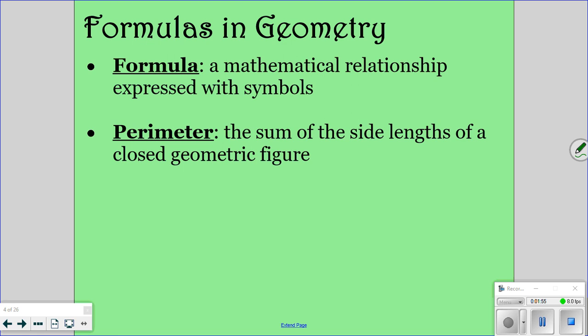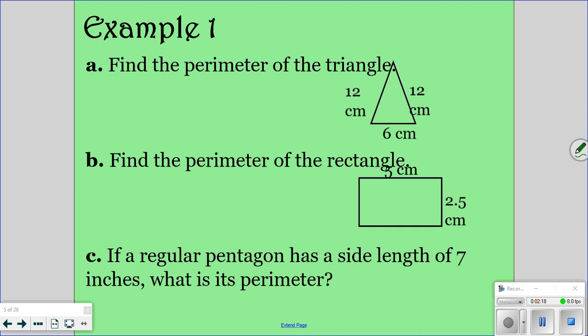So a formula is just a mathematical relationship that's expressed with symbols. Perimeter is a formula. It's just the sum of the side lengths of a closed geometric figure. So you've probably dealt with perimeter in elementary school. It's not terribly difficult. You just have to add up all the side lengths of your figure. So we want to find the perimeter of this triangle. Well, our side lengths are 12, 6, and 12.